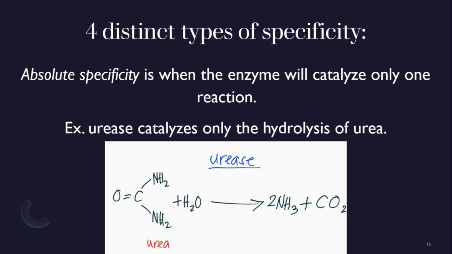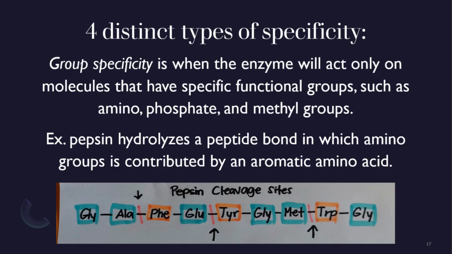Absolute specificity. The enzyme will catalyze only one reaction. For example, urease catalyzes only the hydrolysis of urea. Group specificity. The enzyme will act only on molecules that have specific functional groups such as amino, phosphate, and methyl groups. For example, pepsin hydrolyzes a peptide bond in which amino group is contributed by an aromatic amino acid.